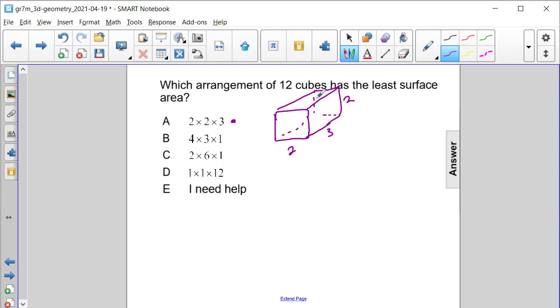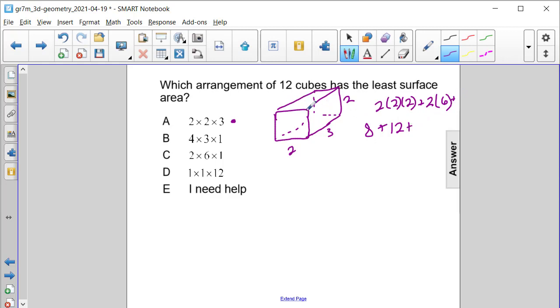So the surface area of this solid will be 2 times 2 times 2 for the front and back. They both have an area of 4, which is the 2 times 2. So we have 8 for those values. Then we have 2 sides that are 3 units by 2 units, or 6 square units. So that's 12.